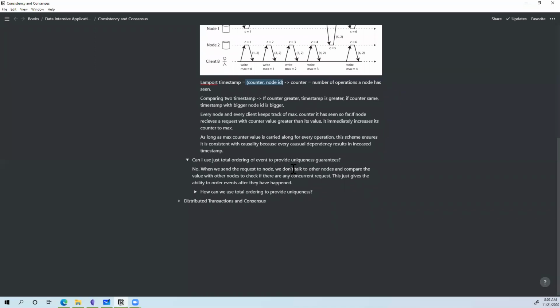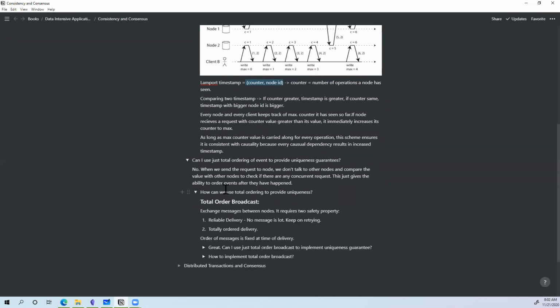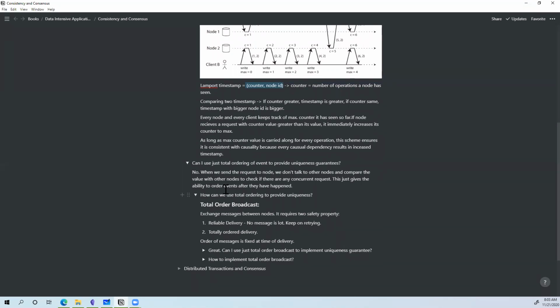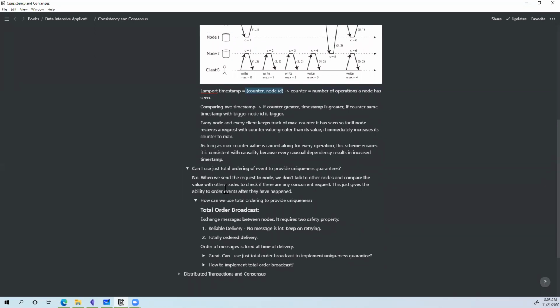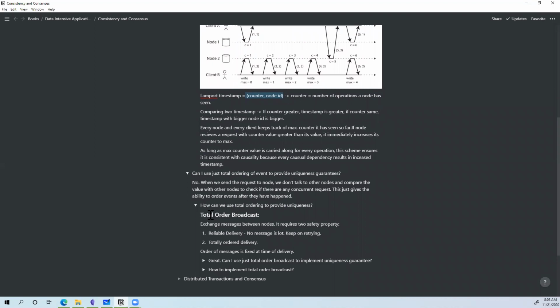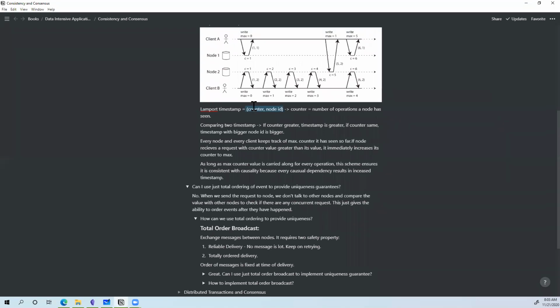So now how can we use total ordering to provide uniqueness? There is this algorithm, total order broadcast. We can use total order broadcast to help us provide these uniqueness guarantees, right? Because up till now we discussed just this total ordering of events, and these nodes don't talk to each other. So what exactly is total order broadcast?